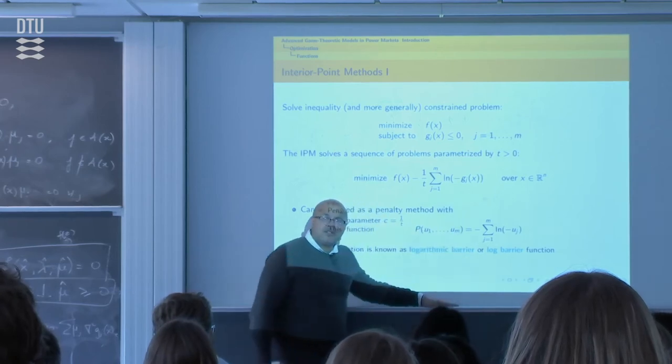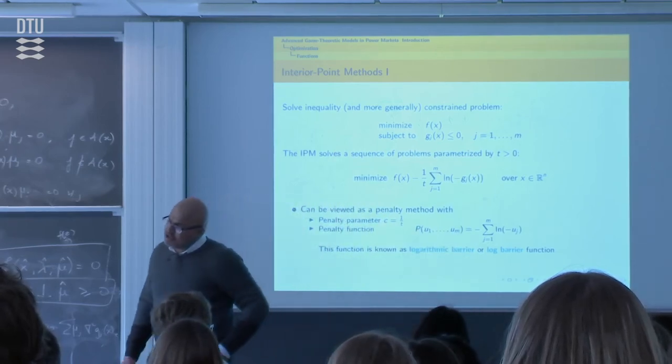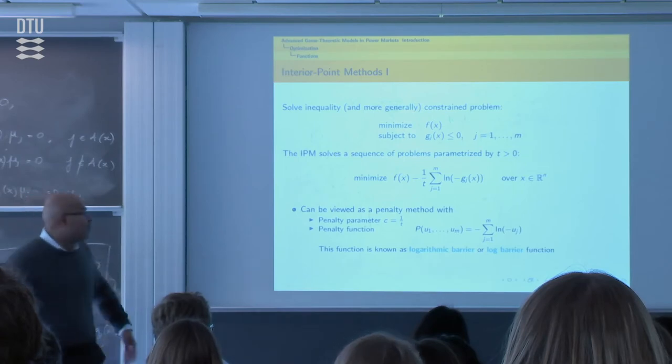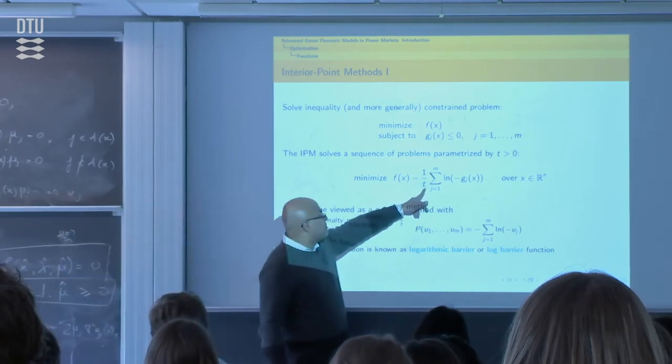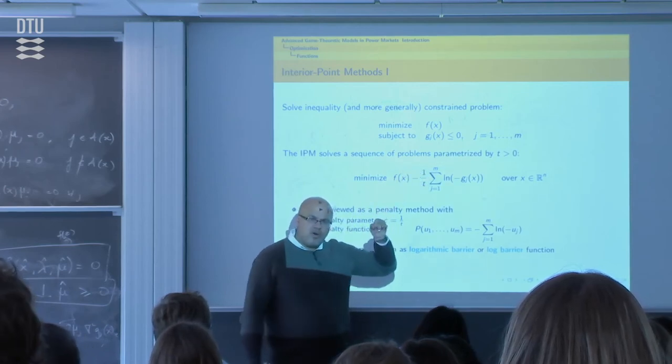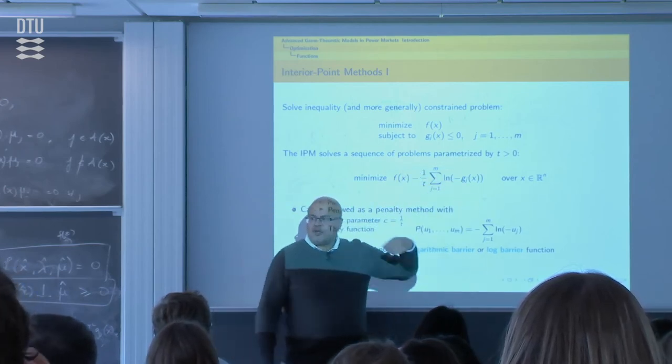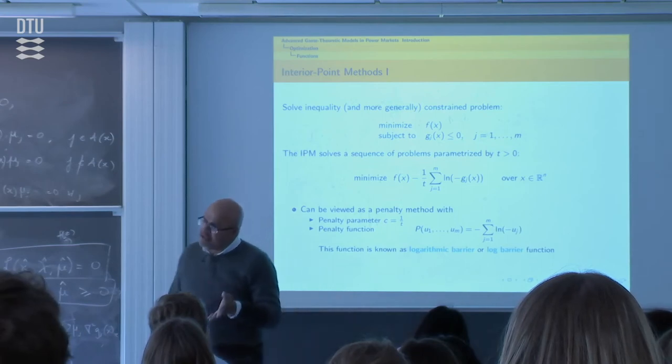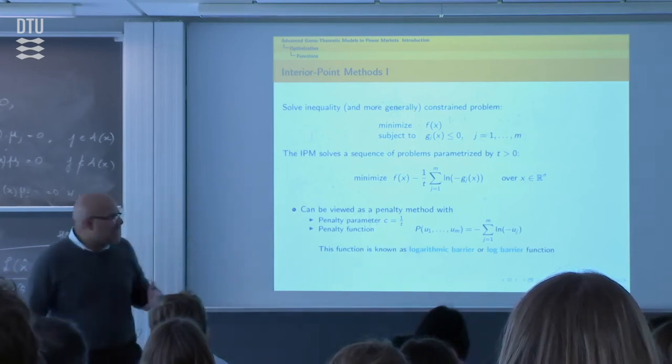Now, does that mean that you're not going to get solutions where g_j is equal to zero? Yes, you could, but that would only happen when t is very large. When t is very large, there's a weight on this which becomes very small, so the impacts of being close to the boundary are muted. So interior point schemes use that approach.